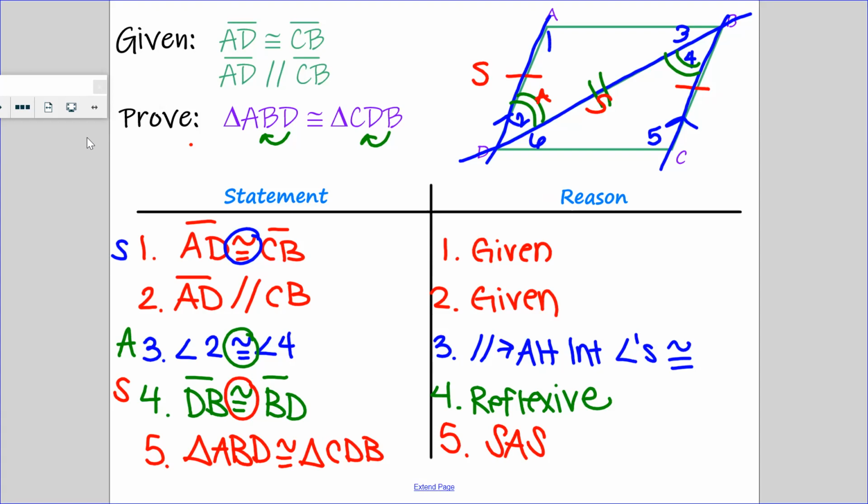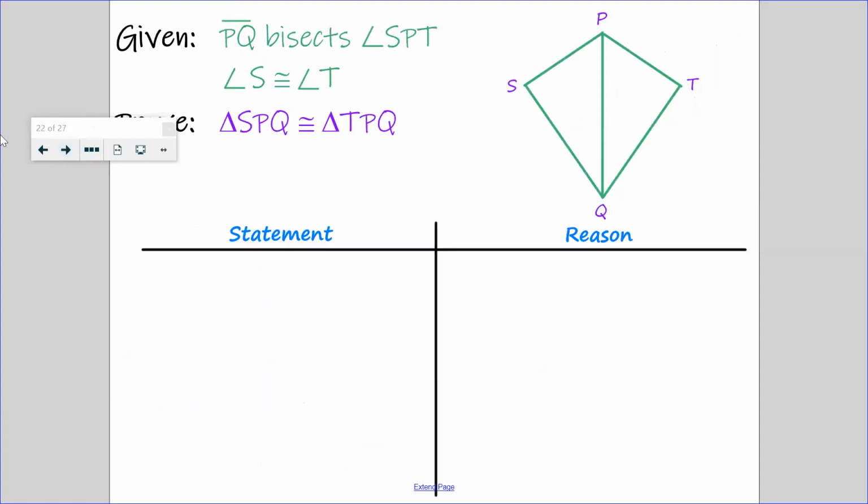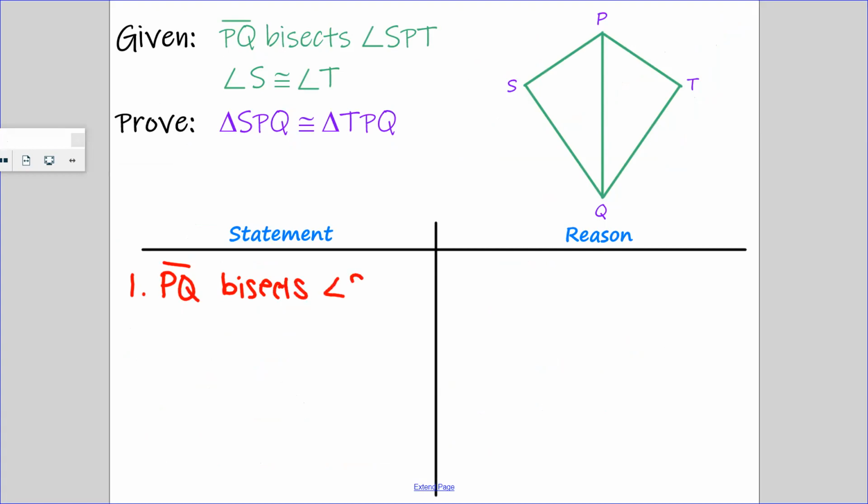All right, let's keep moving. PQ bisects angle SPT. Let's write that down first. Don't write your other given yet. The reason I said don't write your other given, let's figure out what's congruent before we move on to the second given. You have rules numbers 4 and 5 that talk about bisects, but we're bisecting an angle, so we're actually looking at number 5 right now.